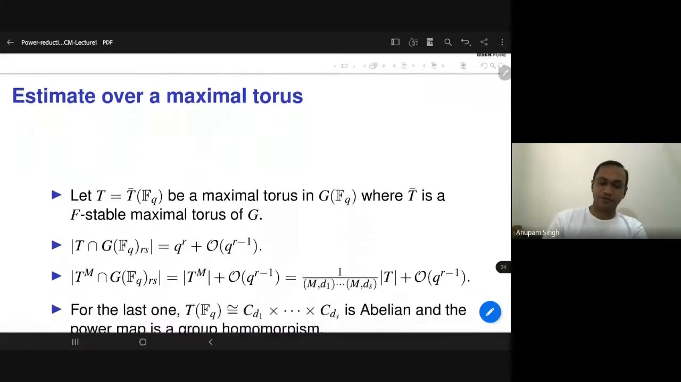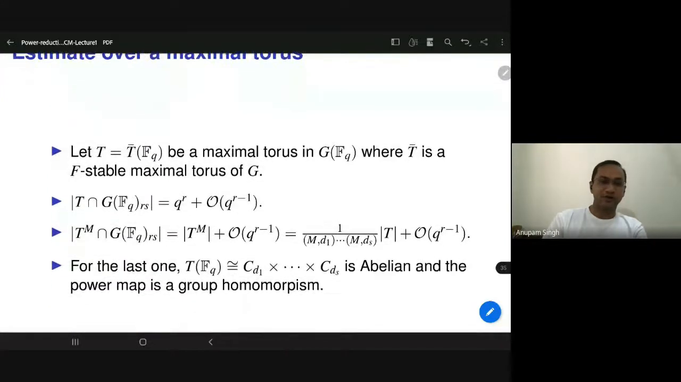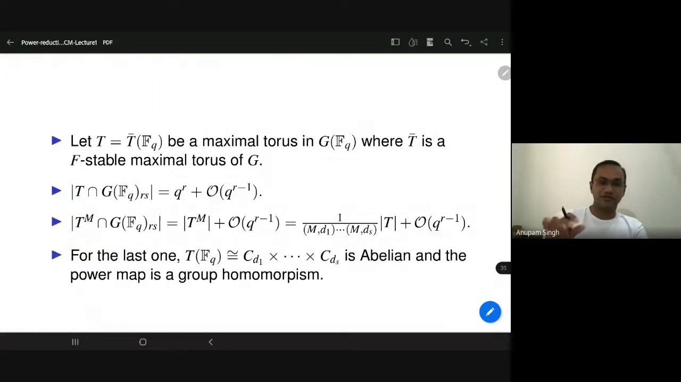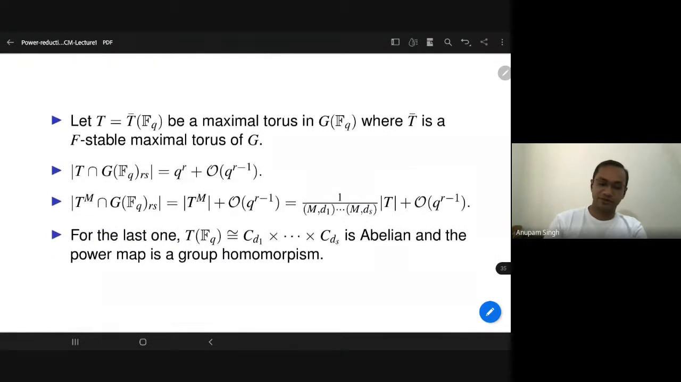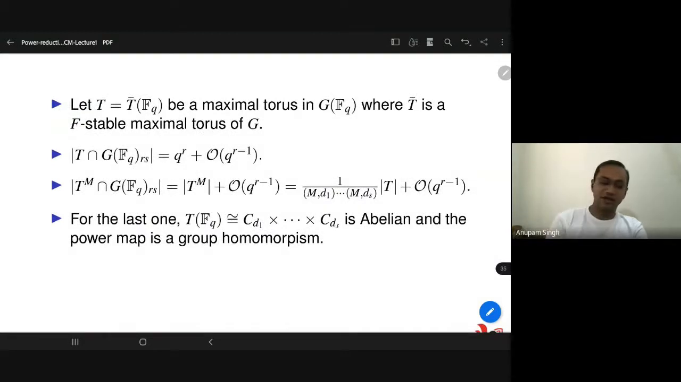I reduced the problem to computing something for regular semisimple elements in G(F_q) over various maximal tori, because a regular semisimple element belongs to a unique maximal torus. So on maximal tori, I can take powers and sum it up. That's what I'm going to do. I fix this notation: T is T-bar(F_q), a maximal torus in G(F_q), where T-bar is some F-stable maximal torus. Then I look at T intersected with the regular semisimple elements of G(F_q).